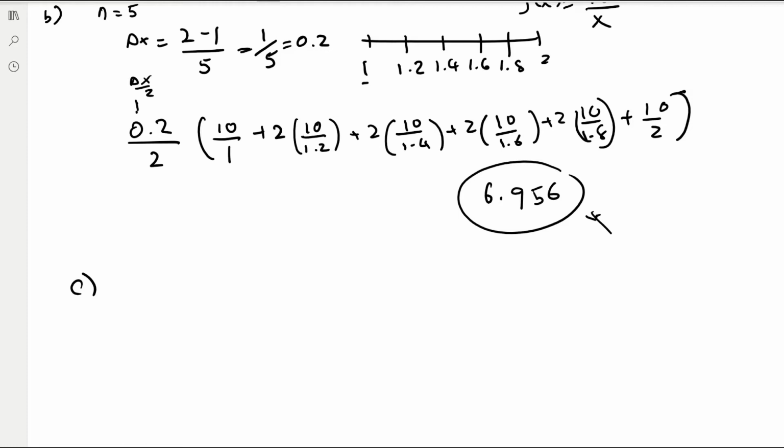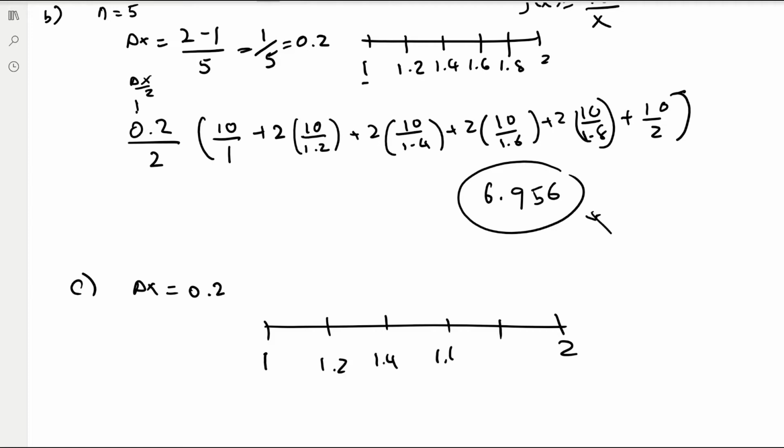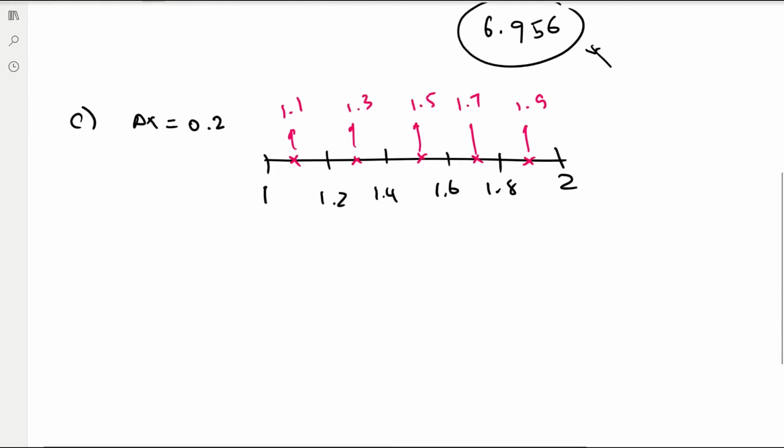Now part C in my question is, use the midpoint rule with n equal to 5 to approximate the integral. Again, the width doesn't change because n is 5, so the width is 0.2. I'm going to draw a straight line from 1 to 2 and then 5 intervals: 1, 2, 3, 4, 5. So 1.2, 1.4, 1.6, 1.8. Now you need to find midpoints because you're using the midpoint rule. Let's mark them. Those are the points that we are going to use. This is 1.1, this is 1.3, this is 1.5, the midpoints 1.7 and 1.9.